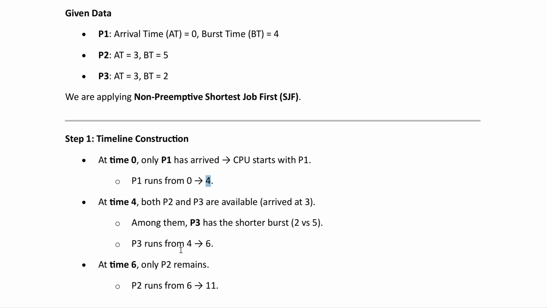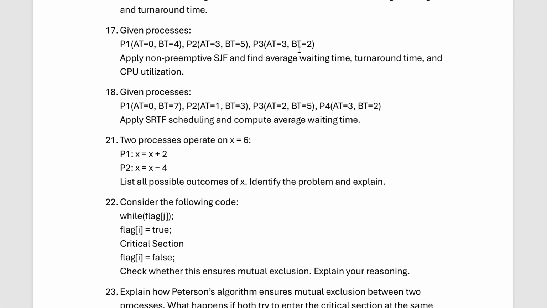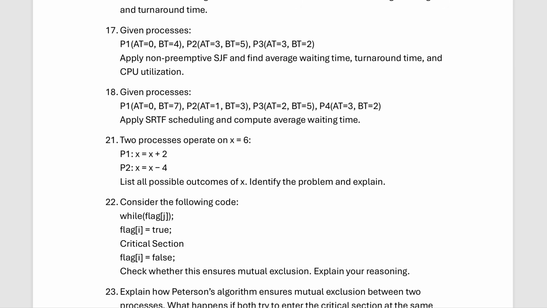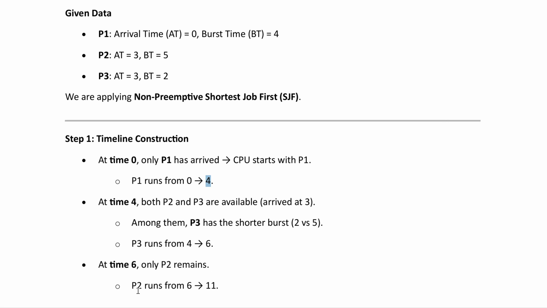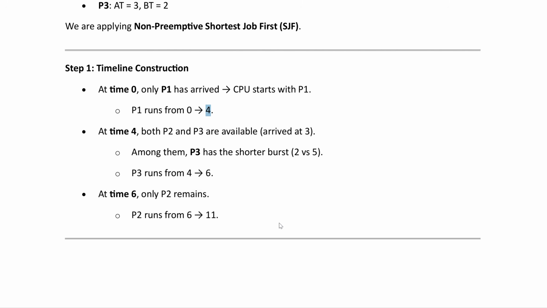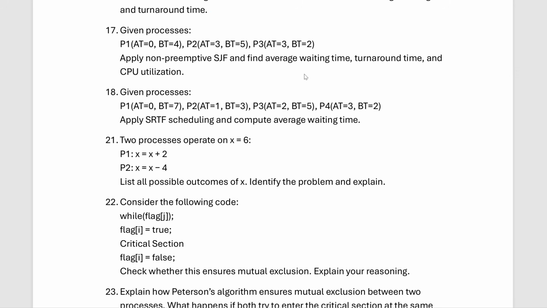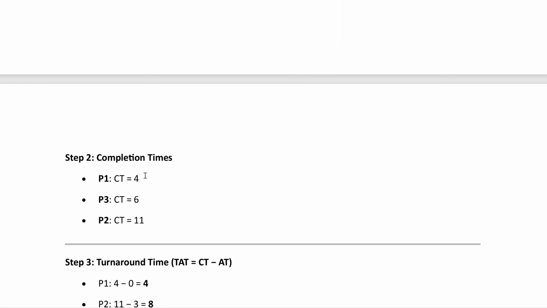Clear? So P3 will be executed first. P3 will complete its execution at 6, that is 4 plus 2, and then P2 runs for 5 more, so up to 11 time units P2 will complete its execution. So you can easily draw its Gantt chart and compute the required parameters, that is, you can easily compute the average waiting time and turnaround time, right?